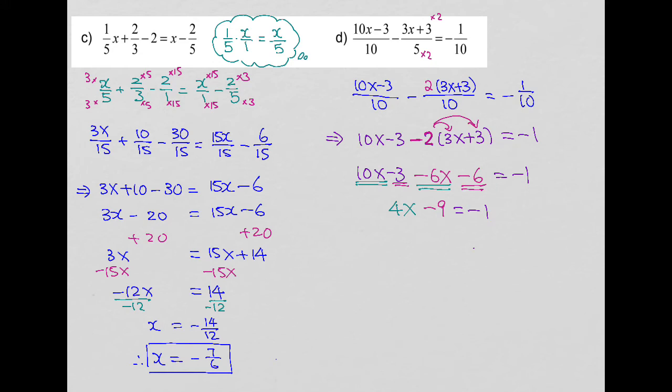The next thing we do is isolate the variable. So I add 9 on both sides to remove the negative 9 from the left. So you will get 4x equals 8. So x equals 2. Therefore, x equals 2.